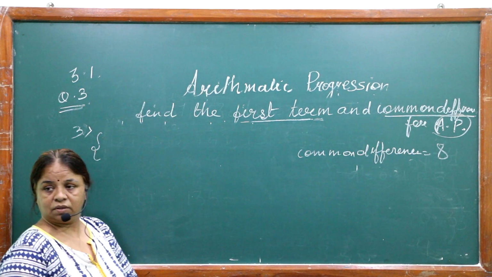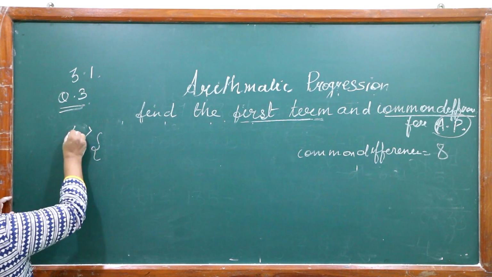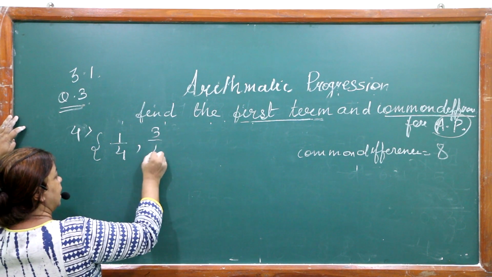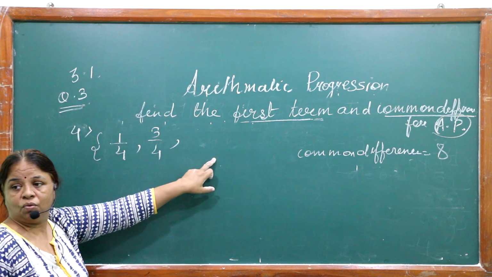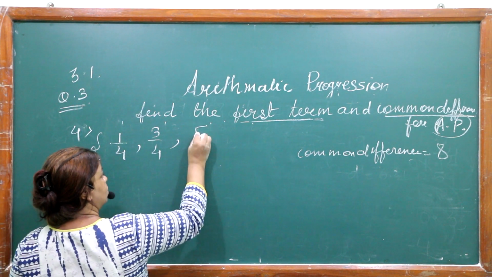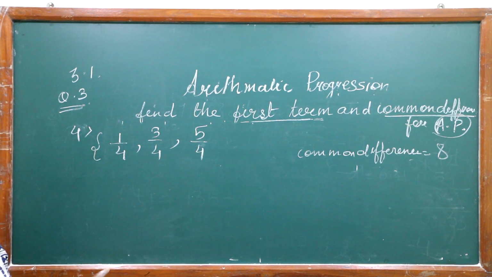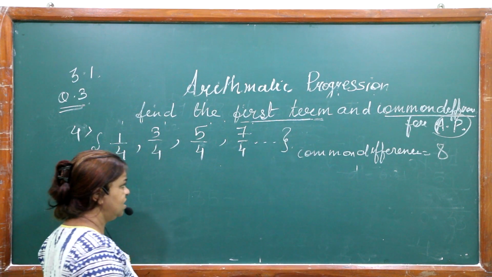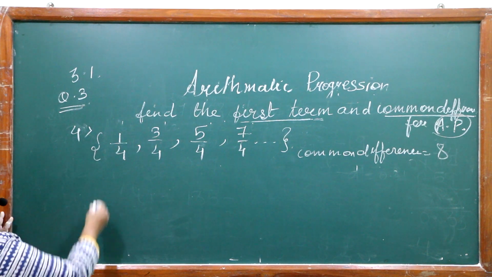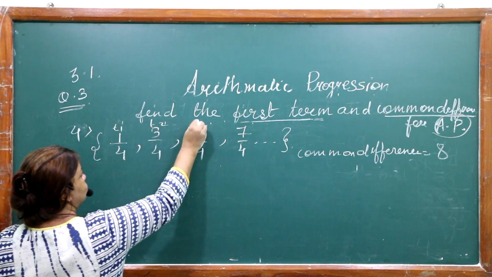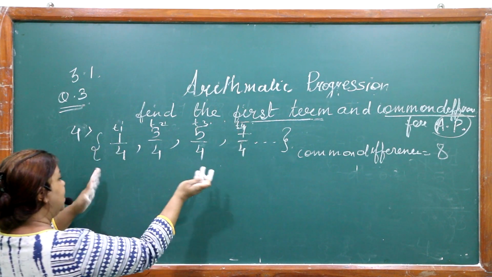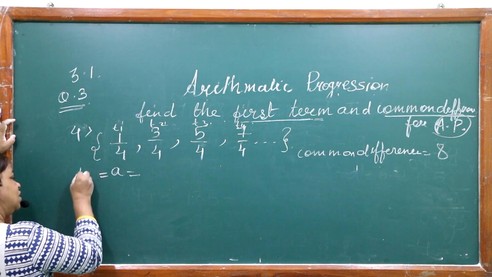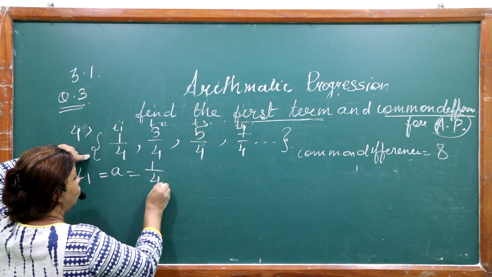That is 1 upon 4, comma, 3 upon 4, then 5 upon 4, and 7 upon 4. And we need to find out the common difference and A. This is term 1, term 2, term 3 and term 4. They are all in AP, already given for an AP. So A is equal to term 1, which is 1 upon 4.